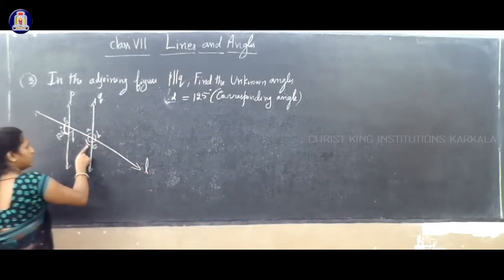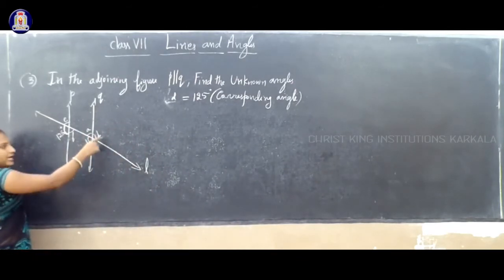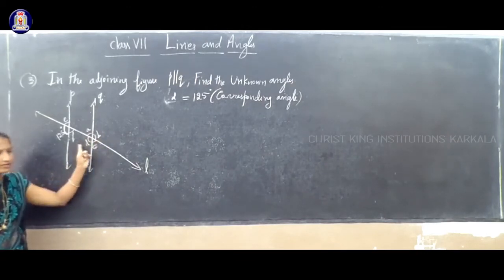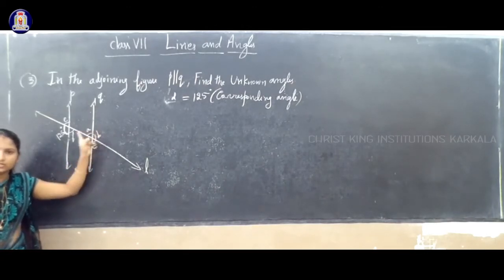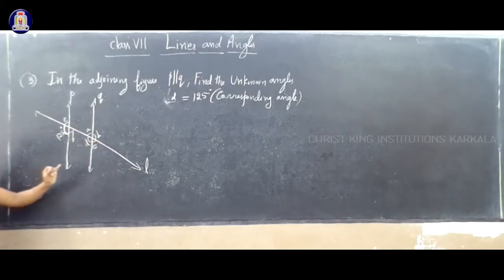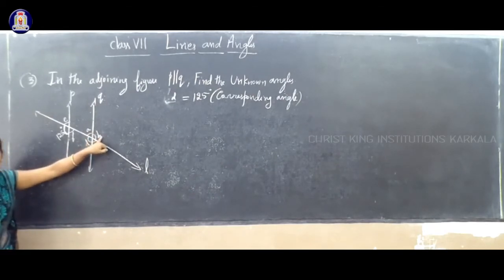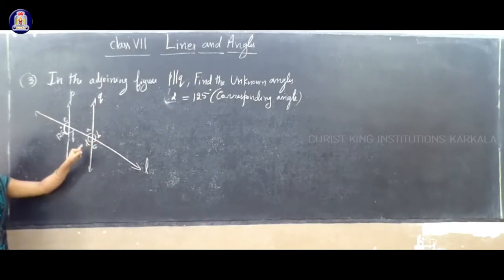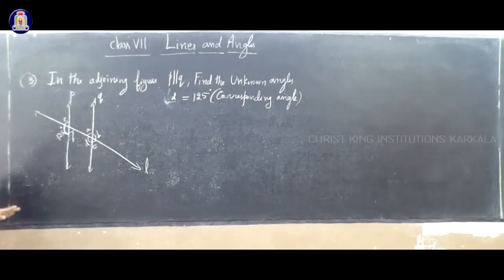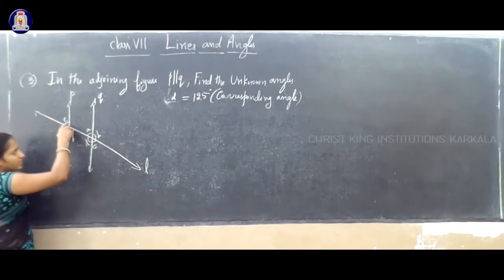So if you know D, can you say angle B and angle D are equal? Yes, because angle D and angle B are vertically opposite, right? So these two angles are vertically opposite angles. So if you know angle D is 125 degrees, can you say angle B is also 125 degrees? Yes. So these two angles are 125 degrees. Clear? Now similarly, can you find E? Yes, we can find angle E.